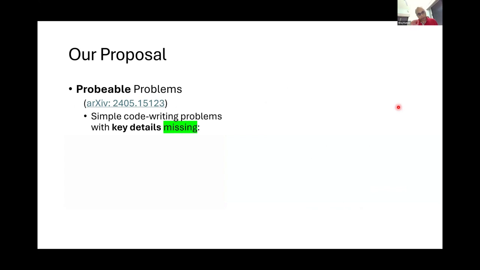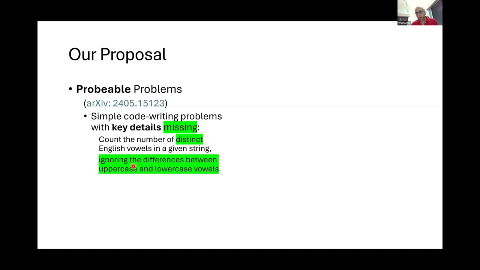So the idea is to give simple code writing problems, but to actually delete certain details. So we deliberately remove certain details, right? So for example, if the question was count the number of distinct vowels, English vowels in a given string, we might remove the word distinct. And we might also remove a statement like this. So the full problem specification may have been this whole thing.